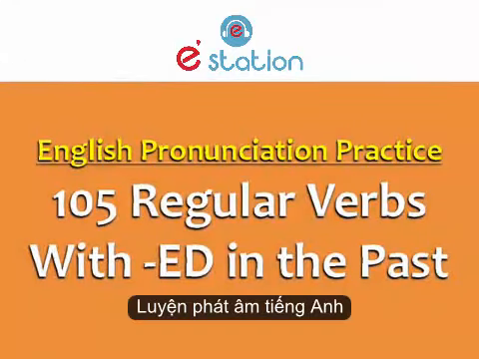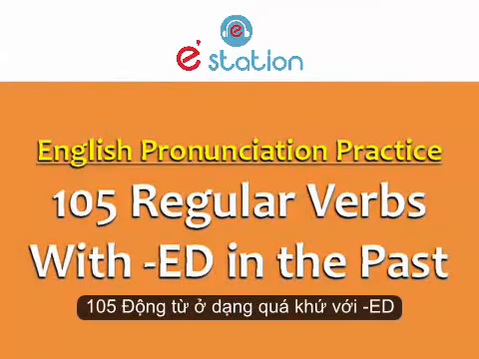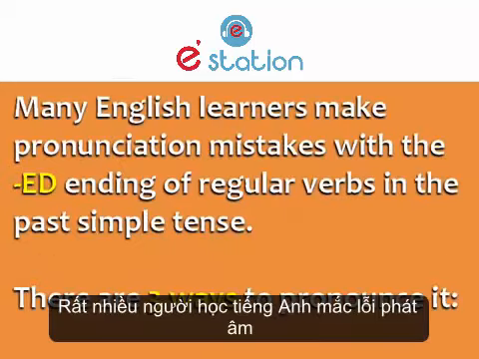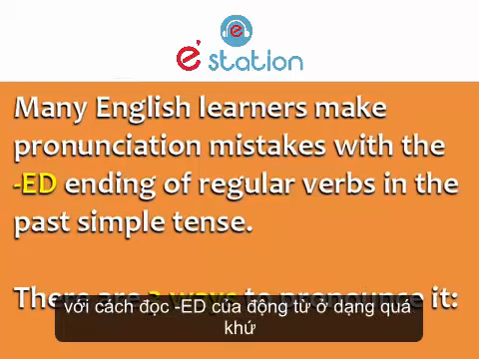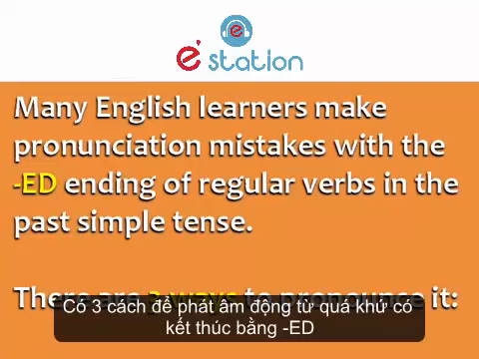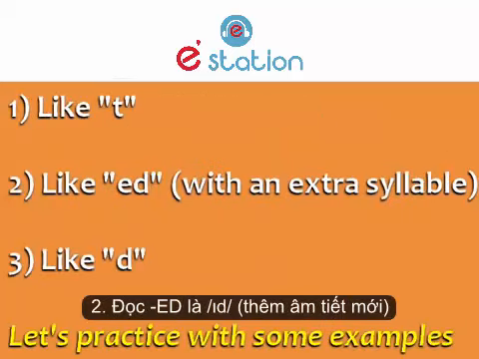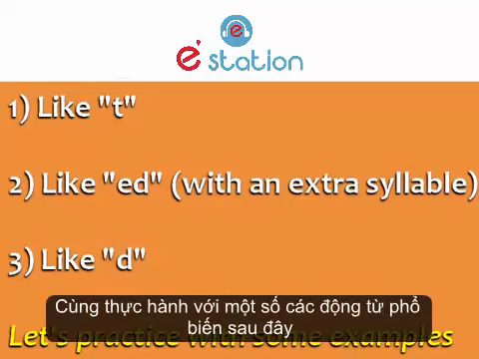English Pronunciation Practice 105: Regular Verbs with ed in the past. Many English learners make pronunciation mistakes with the ed ending of regular verbs in the past simple tense. There are 3 ways to pronounce ed in English: like T, like ed with an extra syllable, and like D. Let's practice with some examples.